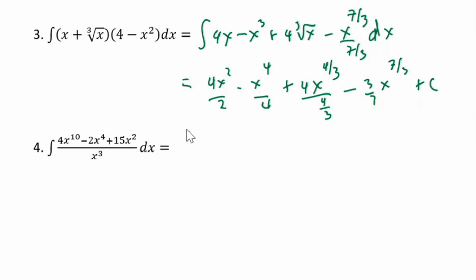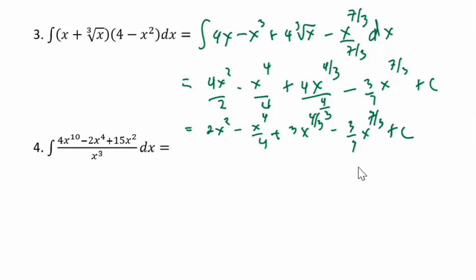So simplifying further, this can now be 2x squared minus x raised to 4 over 4 plus 4 times 3/4, which is equal to 3x raised to 4 over 3 minus 3 over 7 of x raised to 7 over 3 plus a constant. So that is now the answer for number 3.